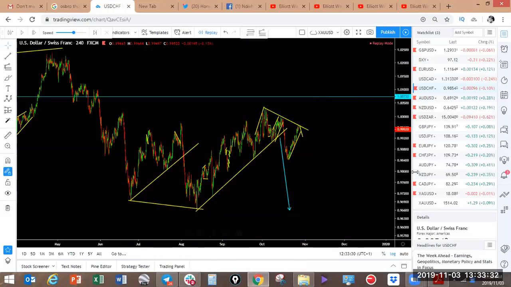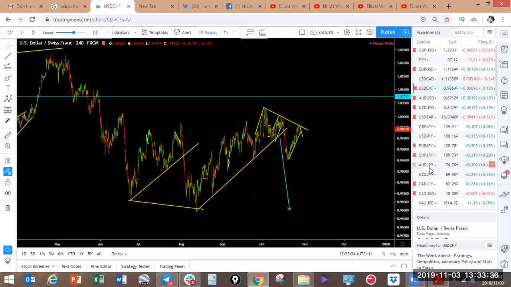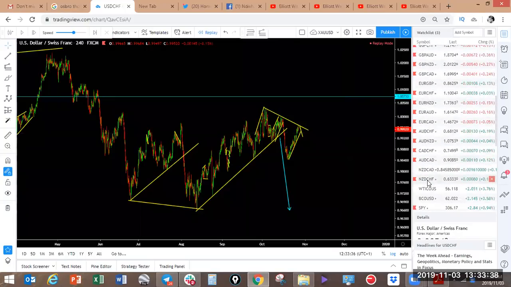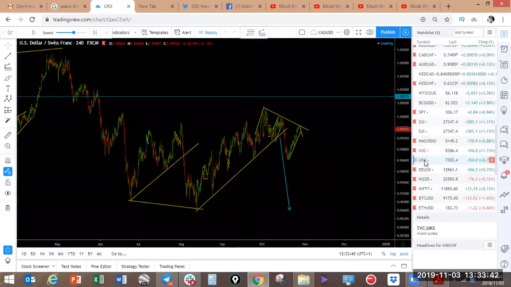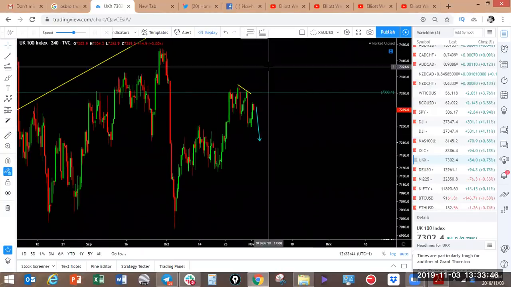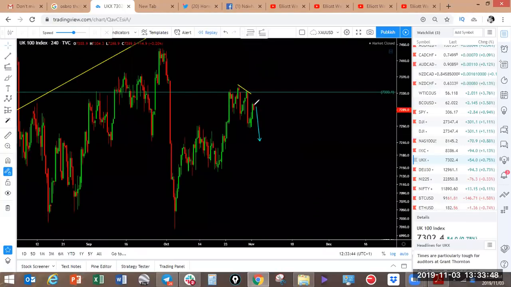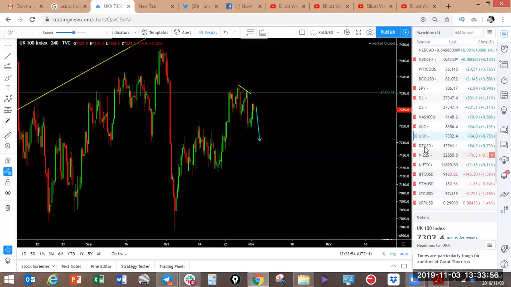Let's go back to UK 100. So UK 100, that's the reason why I'm not expecting it to break out of the structure. I'm expecting it to pull back at current levels. It won't go up here and break the structure. That is UK 100. Let's look now at the DAX.